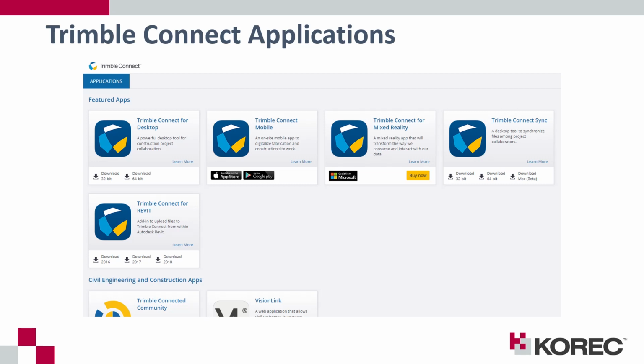Okay, so within Trimble Connect there are multiple applications. You can see there's the desktop application here, the mobile phone for Apple or Android, mixed reality for your XR10, Trimble Connect Sync, which syncs all your Connect data amongst all your projects, Connect for Revit, and you also have other applications in there if you require.